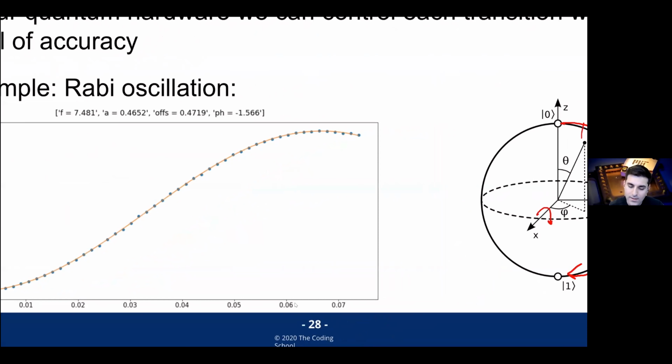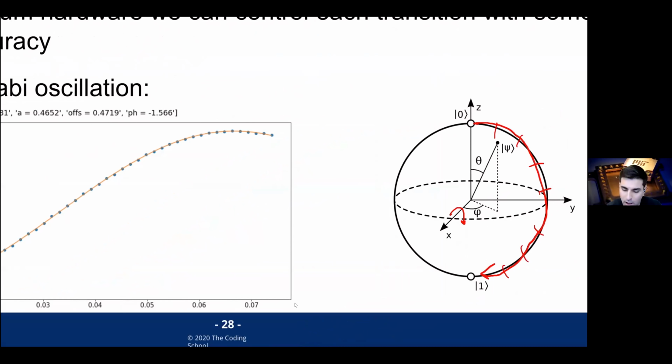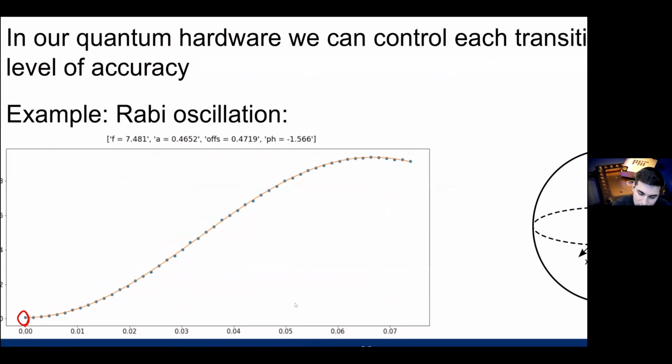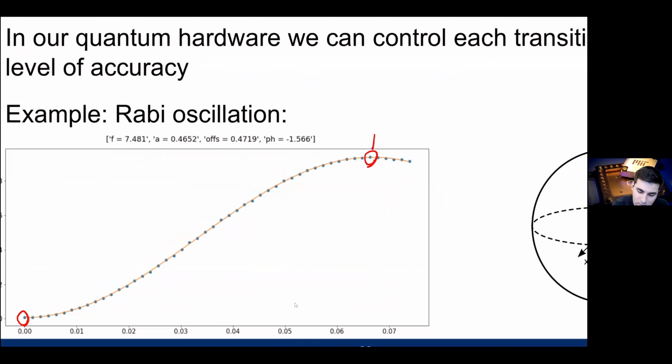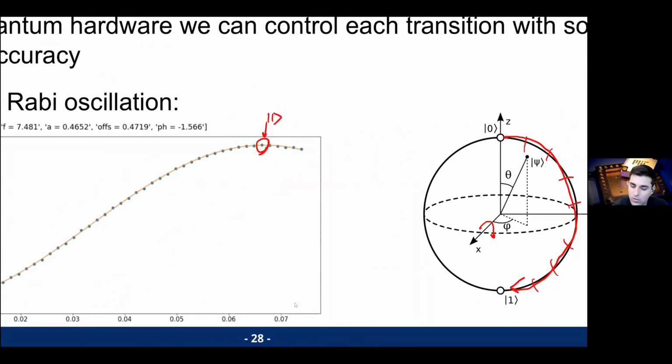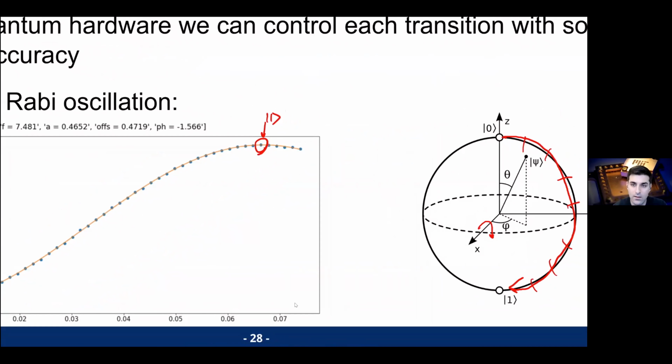And of course, as I keep on applying this rotation to the qubit, I get closer and closer to the 1 state. So I reach the 1 state somewhere around here. So this is where the state is 1. This is where the state is 0. And what you see here is the average population again as I go from 0 to 1 along different points.